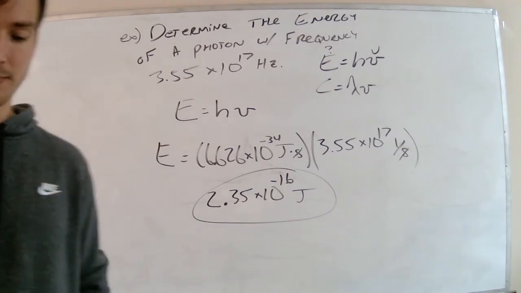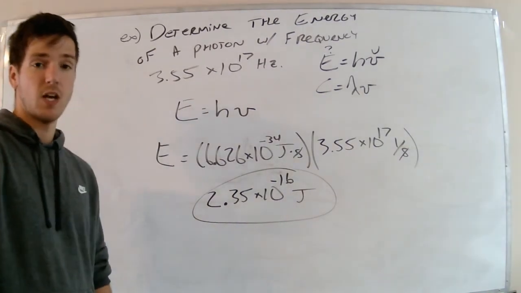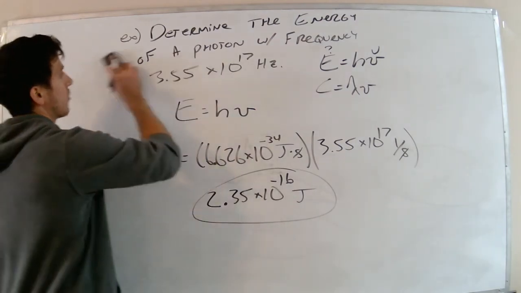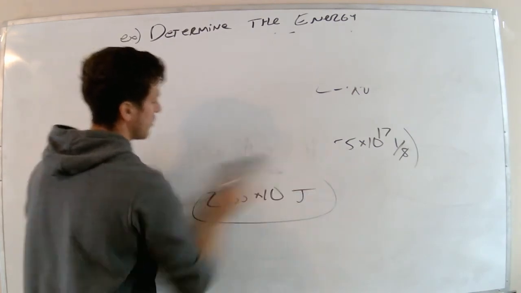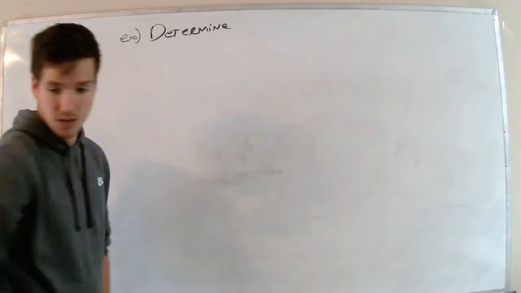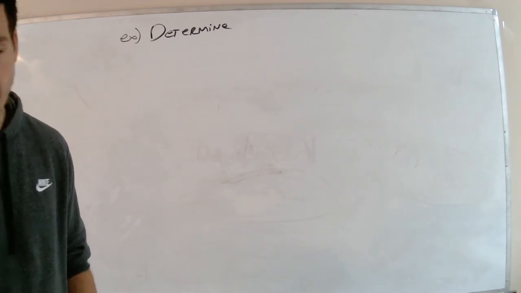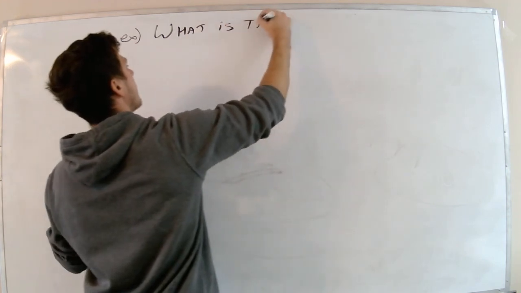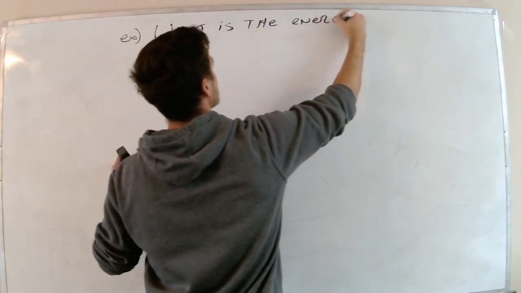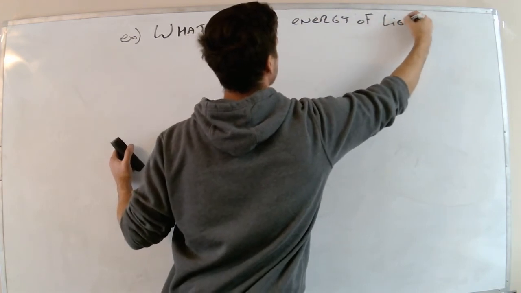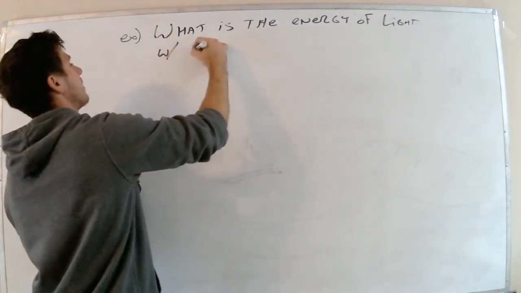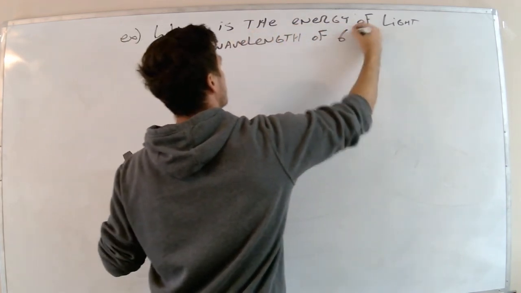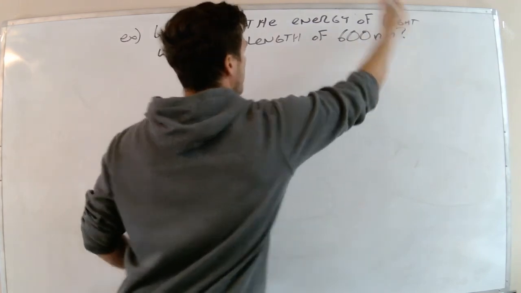Alrighty. Last one, guys. Last one. And you know what's coming, right? We're going to have to use both equations. Both equations. So let's say, what is the energy of light with a wavelength of 600 nanometers.